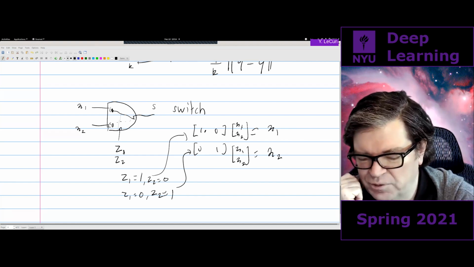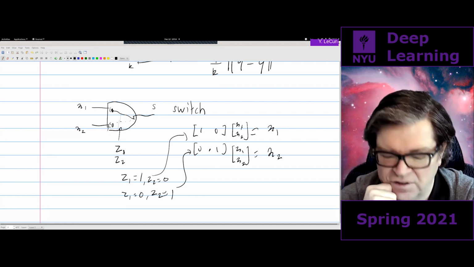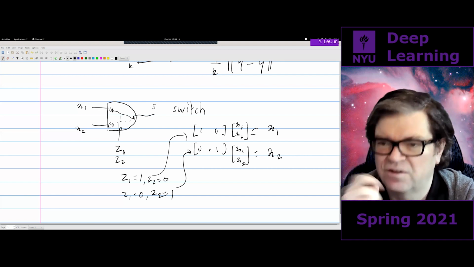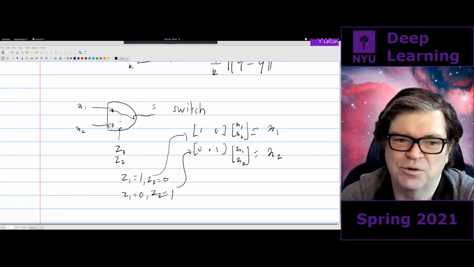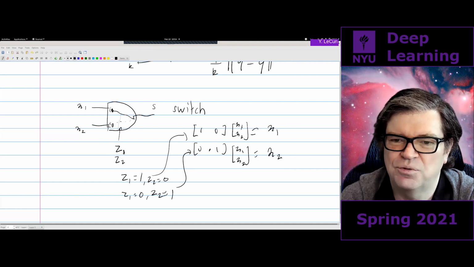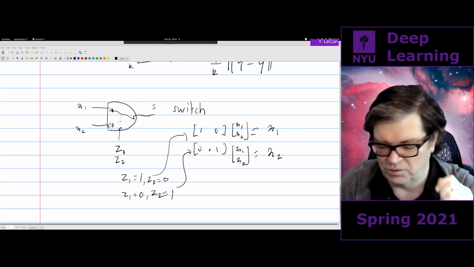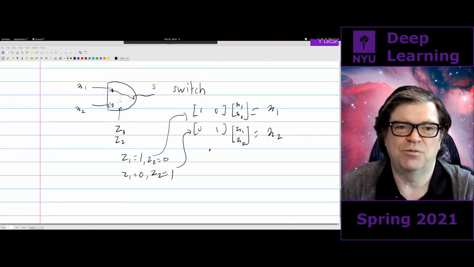The U matrix would be a matrix with those two rows, essentially. And the z vector would select one row or the other, depending on whether it's 1, 0 or 0, 1. And that's like a switch. Now, here's a very interesting thing about the switch. It's very easy to backpropagate gradient through a switch.